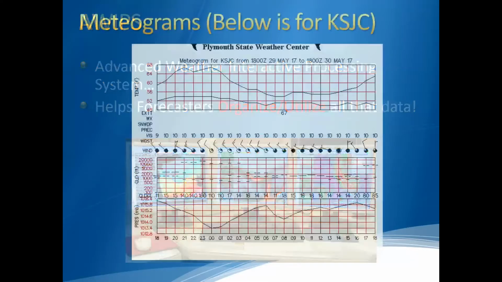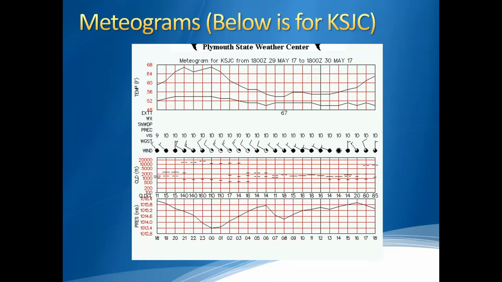Other tools include what are called meteograms. A meteogram is basically a 24-hour graph that shows you how all the different weather conditions have changed over a 24-hour period. I pulled this one from San Jose International Airport, and what it shows you here is in this top panel, you have temperature and dew point temperature.